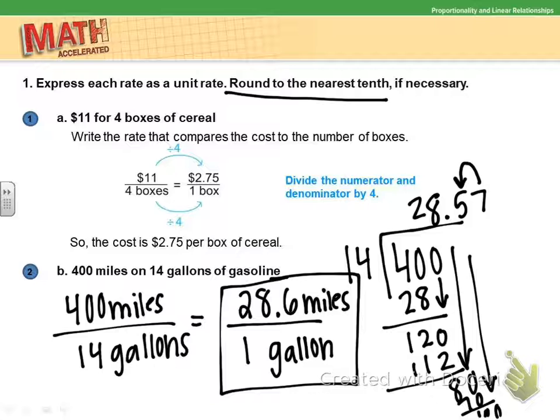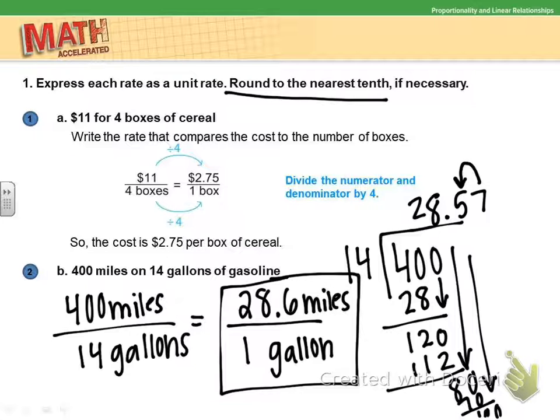Does everybody see what we're doing here when we're getting a unit rate? Now once I get this unit rate, couldn't I ask you, how many miles can I go if I fill up 20 gallons? You could tell me, right? Because what would you do? Multiply 28.6 times 20. You would multiply how many gallons you have times your miles, because we found how much we go in 1 gallon. Does everybody see that? We're going to use that a little bit later.